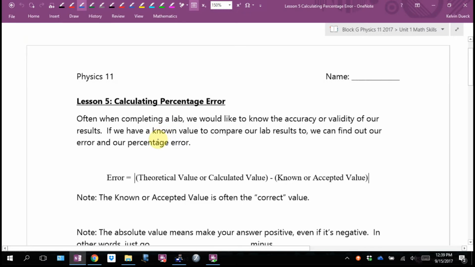Often when we're completing a lab or an activity, we would like to know the accuracy or the validity of our results. If we have a correct or known value that was derived with better equipment than the lousy stuff that I have, to compare our lab results to, we can find out our error and our percentage error. We will often do this at the end of an activity where we know what the value theoretically should be, and then we'll say, but this is what we ended up with. How close are we?